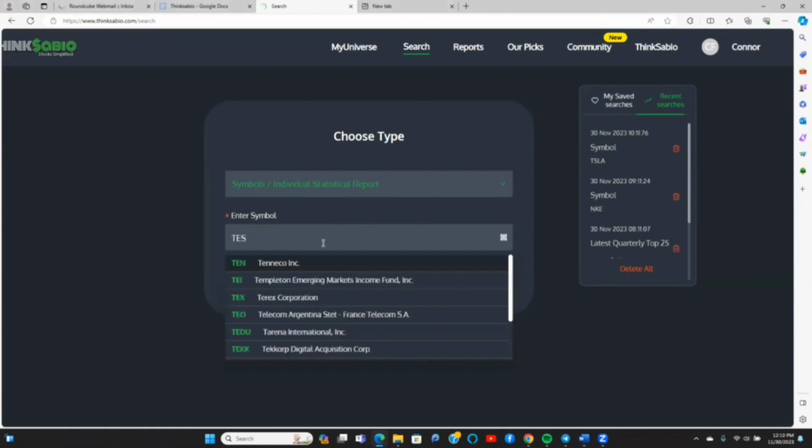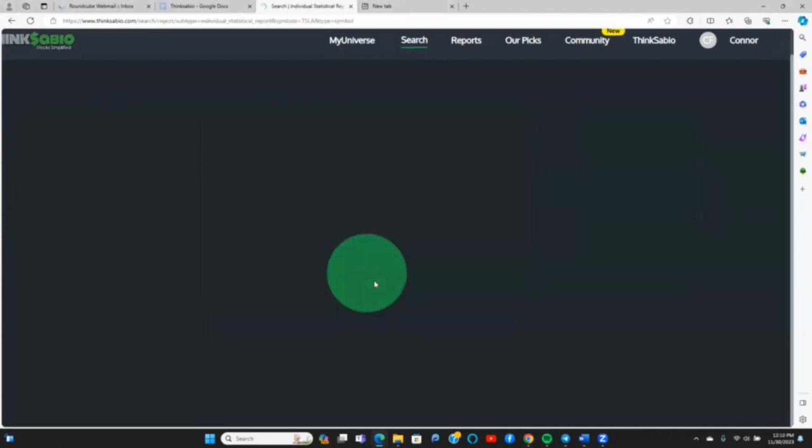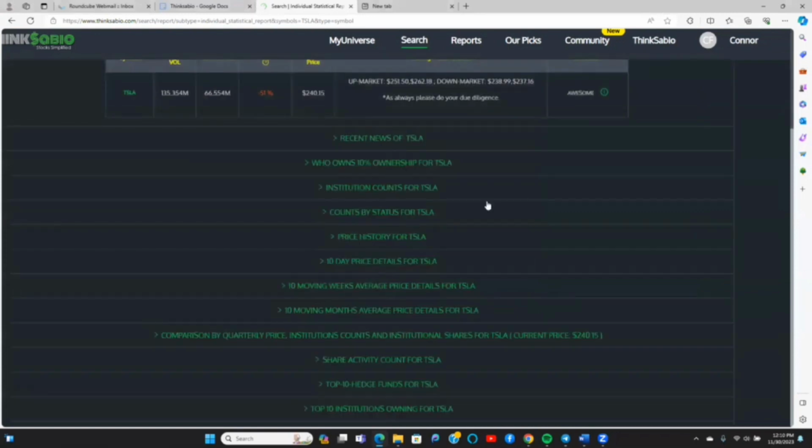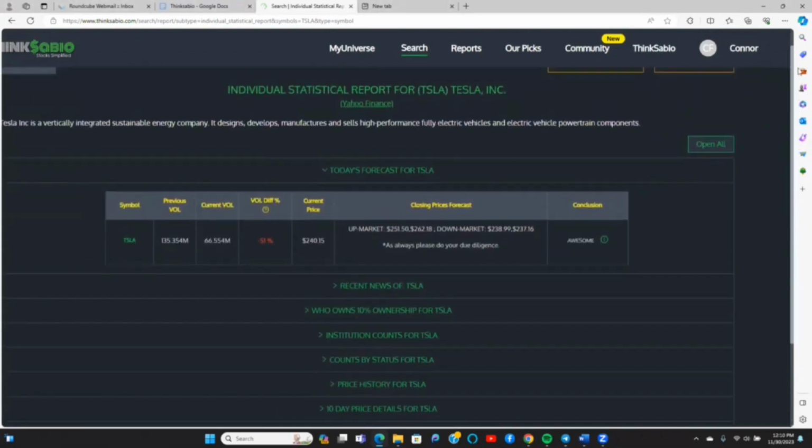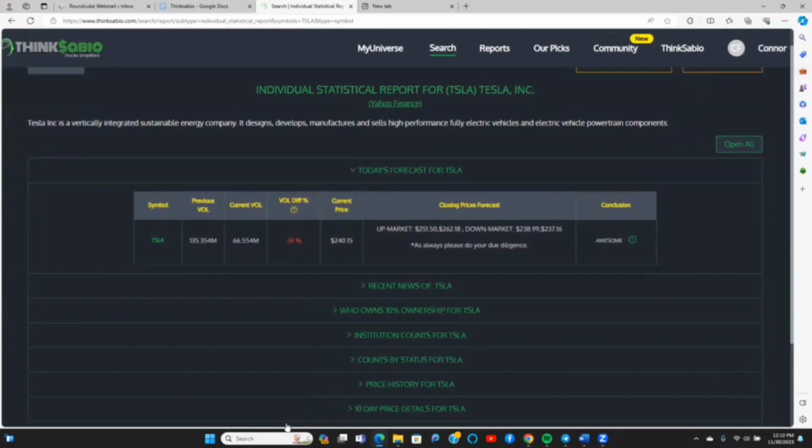and then you can type in whichever stock you want to look at. So for this example, we'll go with Tesla. There we go, and then we'll submit. And then from there, we'll look at the report. So you scroll up, and then you get the individual statistical report. Let me just edit the screen here for ease of use. So then we'll get the individual statistical report, Tesla Inc. This is the individual report for that.